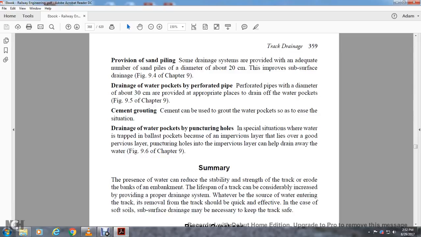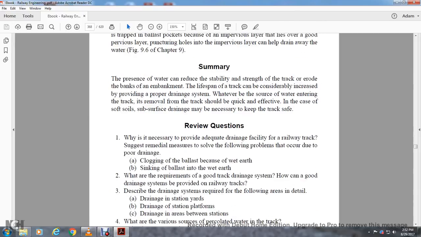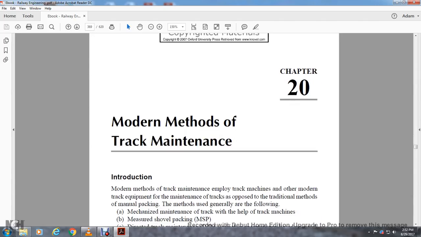Chapter summary. The presence of water can reduce the stability and strength of the track and erode the bank, while the remaining lifespan of the track is considerably increased by providing a proper drainage system. Whenever water enters the track, its removal should be quick and effective. In the case of soft soils, subsurface drainage is necessary to keep the track safe. Chapter 20, modern methods of track maintenance.